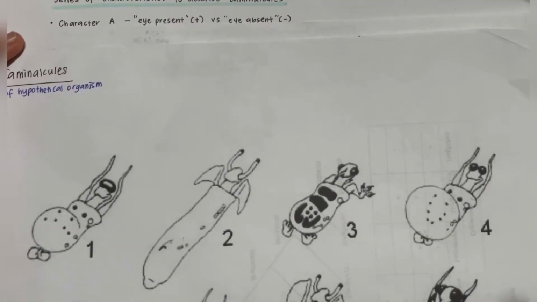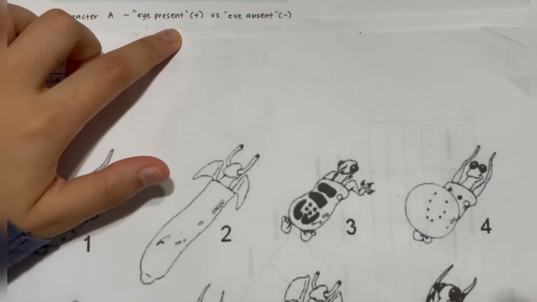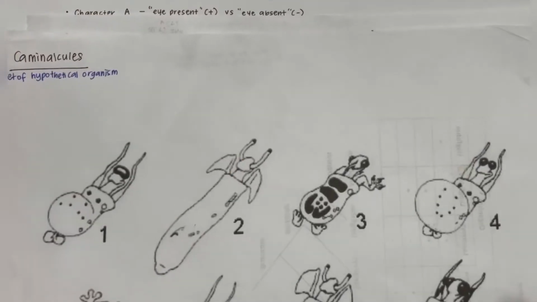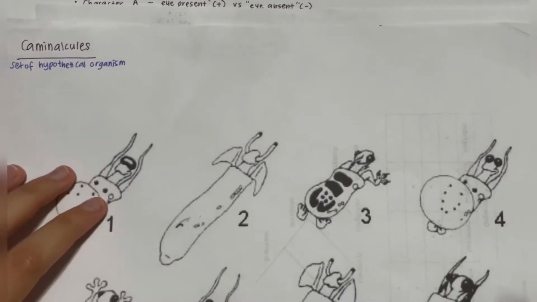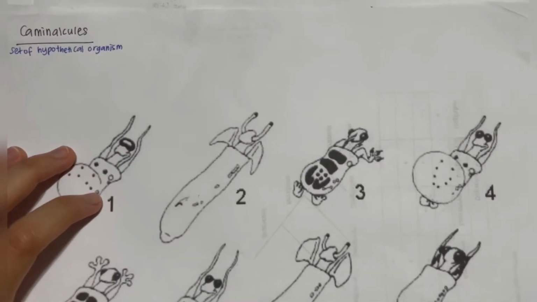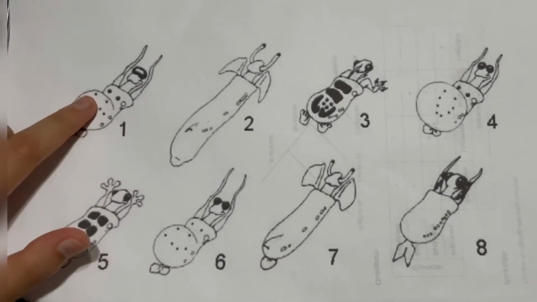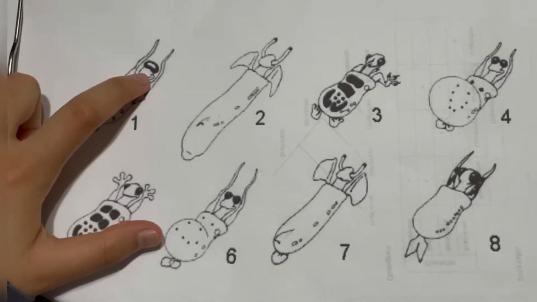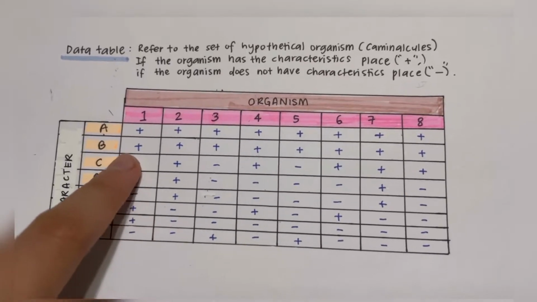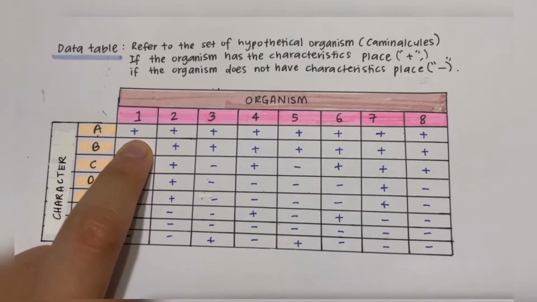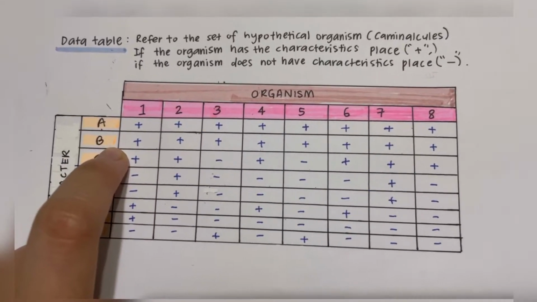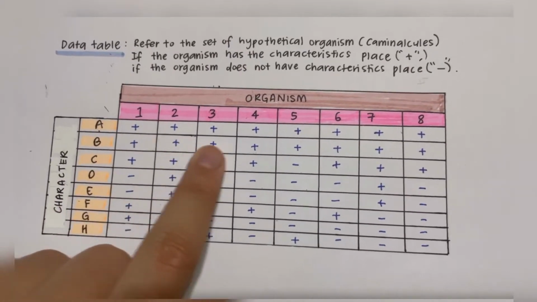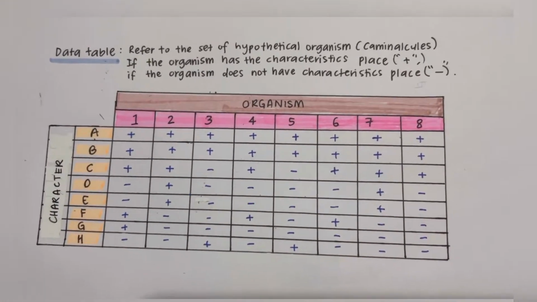So let us focus on character A first, which is eye present versus eye absent. What we need to do is look at the caminicles, which have 8 organisms, and identify whether the eye is present or absent. So refer to the caminicles. For character B, which is body mantle present, all of them have the body mantle.